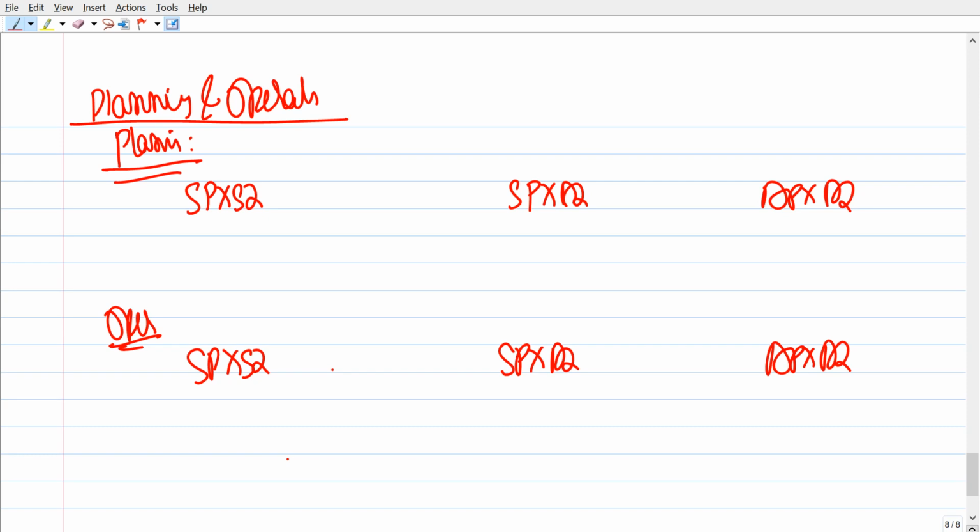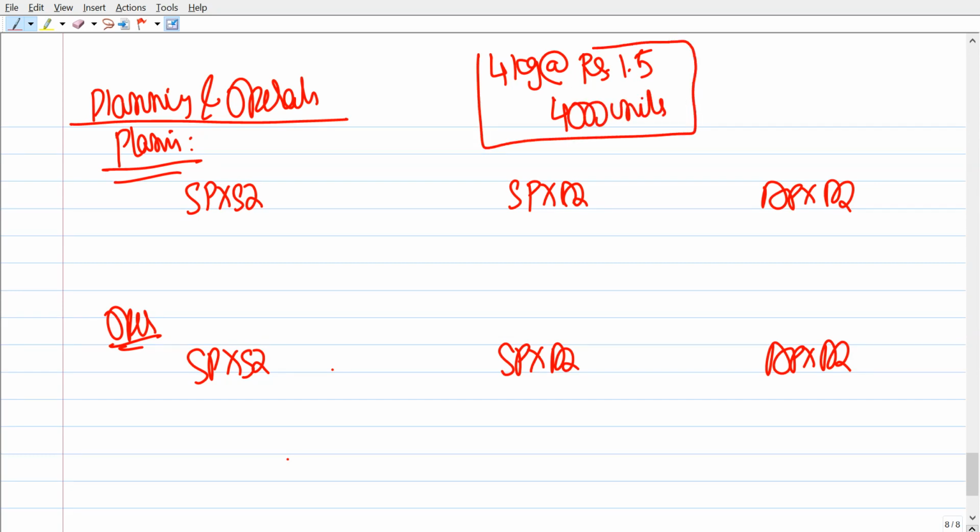The company is producing a product. This product requires 4 kg at the rate of rupees 1.5, and we wanted to produce 4,000 units. This is the information. We wanted to produce 4,000 units, 4 kg at the rate of rupees 1.5. Now, my planning variance will come into picture the moment I change the plan.